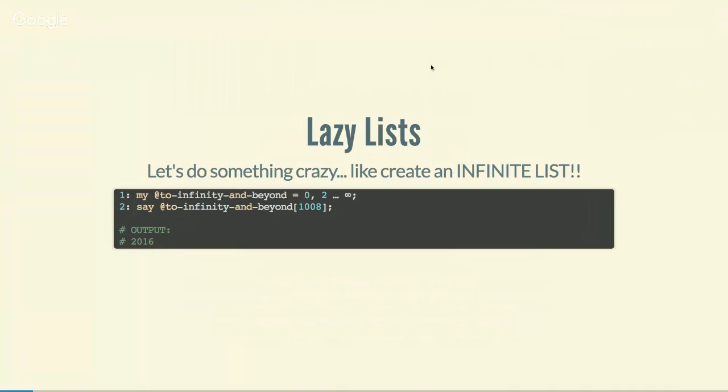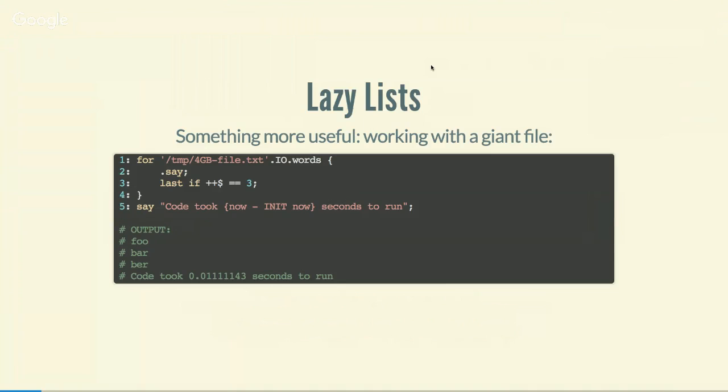Now, this doesn't crash your computer, even though it is an infinite list. That's because it's a lazy list. And on line number 2, when I access element 1008, it generates only enough elements to fulfill that request and no more. A practical application of that is reading in a large file. So in this loop, I'm reading a 4 GB file, but all I want is to get the first 3 words. So the way I'm doing it is I specify the file name.